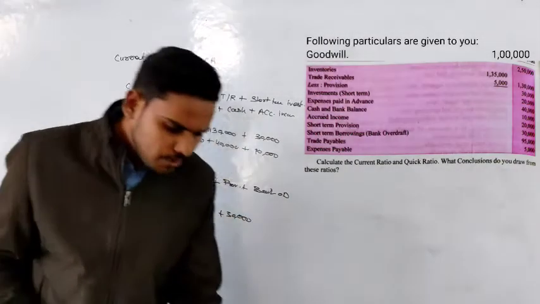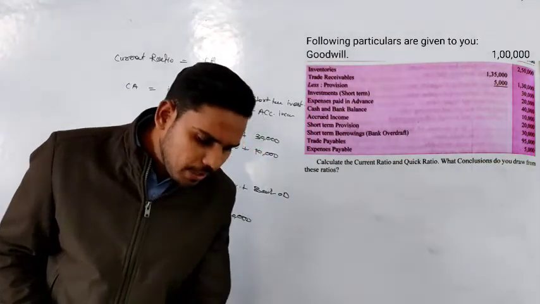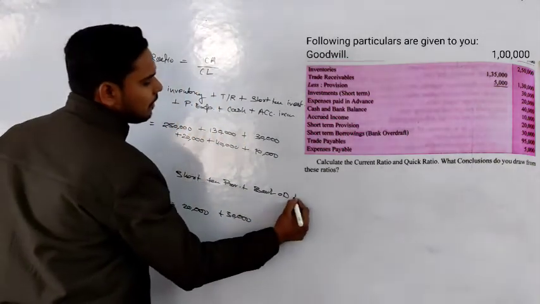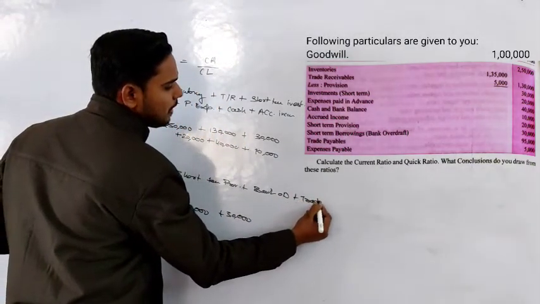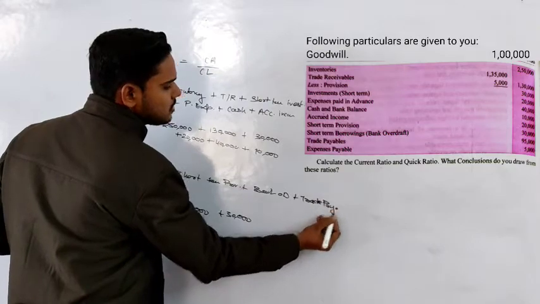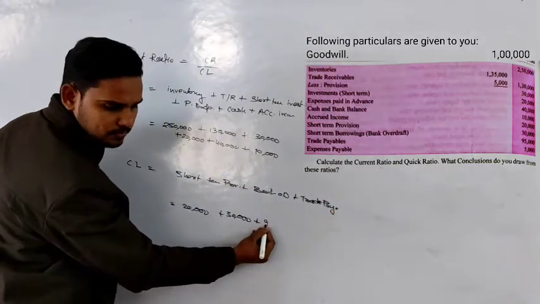Okay. Then after bank overdraft, we have trade payable. That is a current liability. We can write here as trade payable, and that is how much? 95,000.